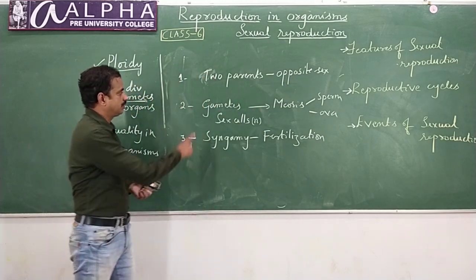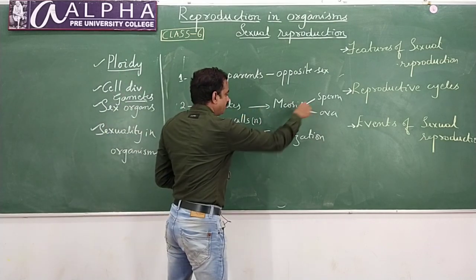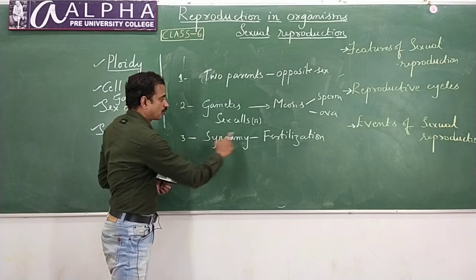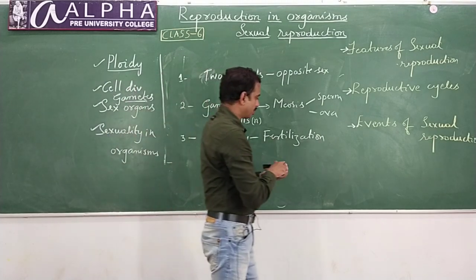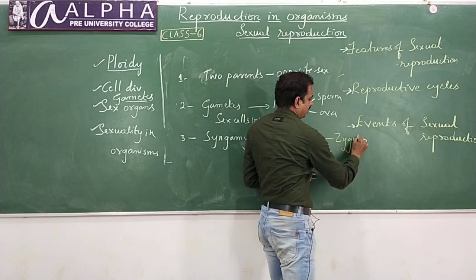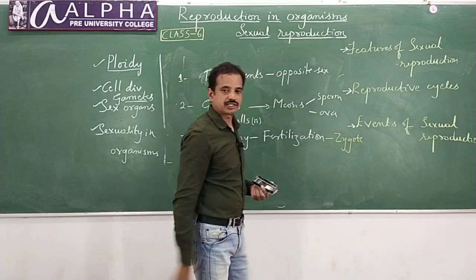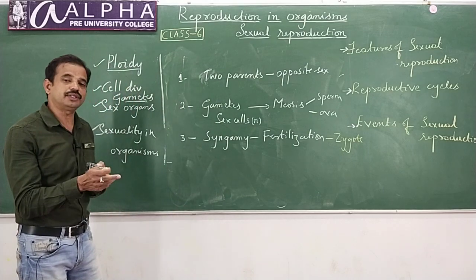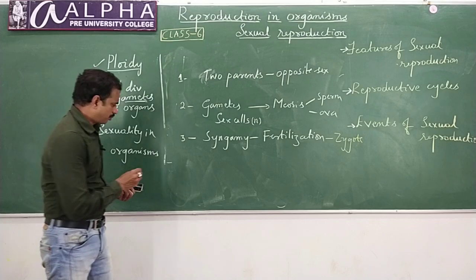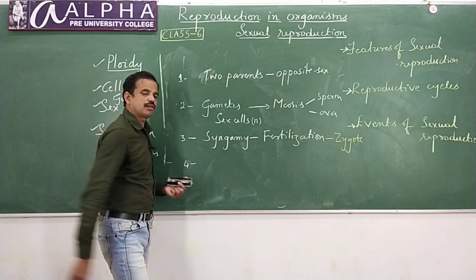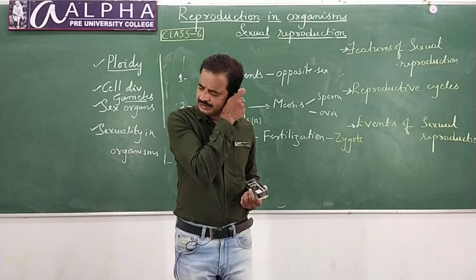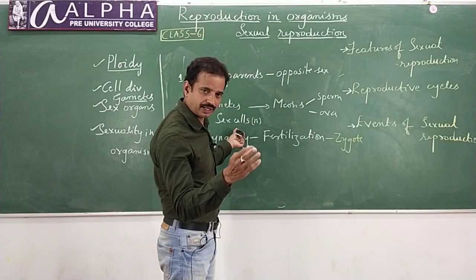The first feature of sexual reproduction: two parents of opposite sex. The second point: the gametes are formed by the process of meiosis. Gametes are haploid. And the third point: the gametes undergo fertilization, syngamy, to produce a zygote. The zygote is the first cell of the next generation, right? A zygote is a link from one generation to another generation. And the fourth feature of sexual reproduction: you know, students, here the sperm is produced by one parent.